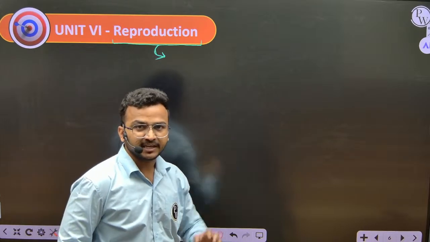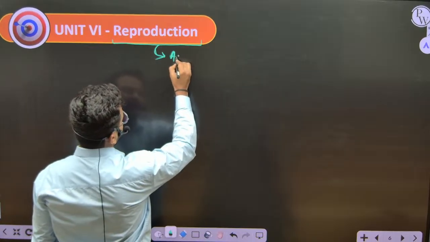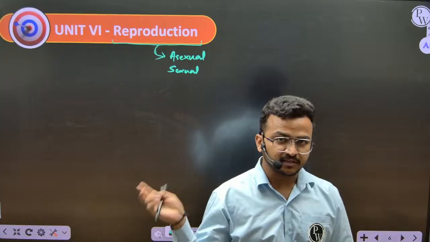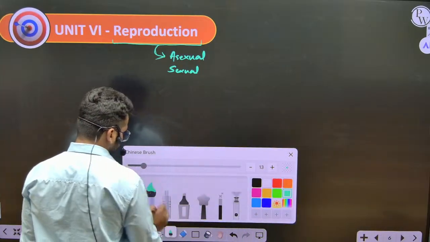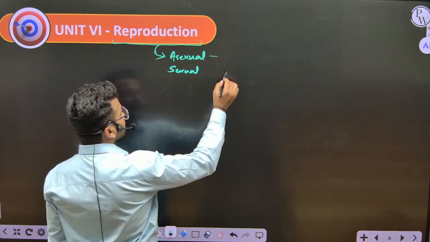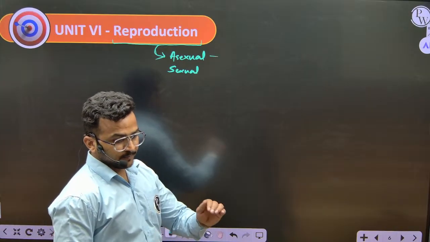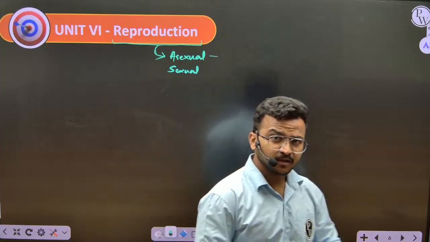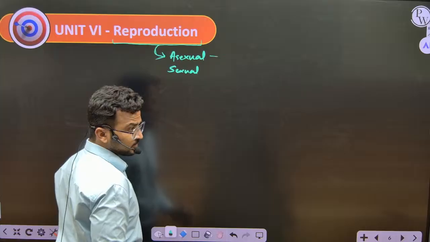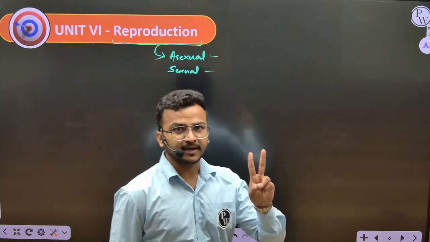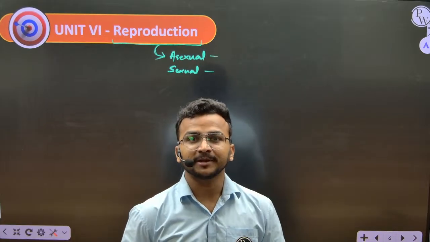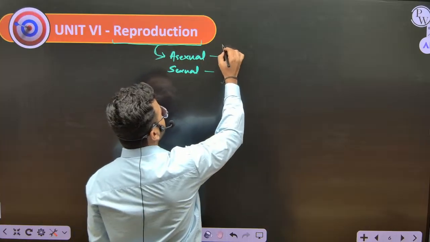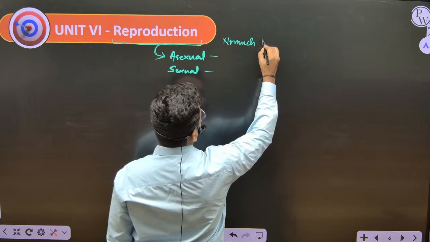In reproduction, we will be seeing two different types. You might be knowing that: one is asexual reproduction and the other is sexual reproduction. In asexual reproduction, only a single parent is involved in the reproduction process. They undergo fission, budding, or fragmentation. That is asexual reproduction. Sexual reproduction is where two parents are involved, and the fusion of gametes takes place. That is sexual reproduction. And one more difference is that in asexual reproduction, not many variations are seen.